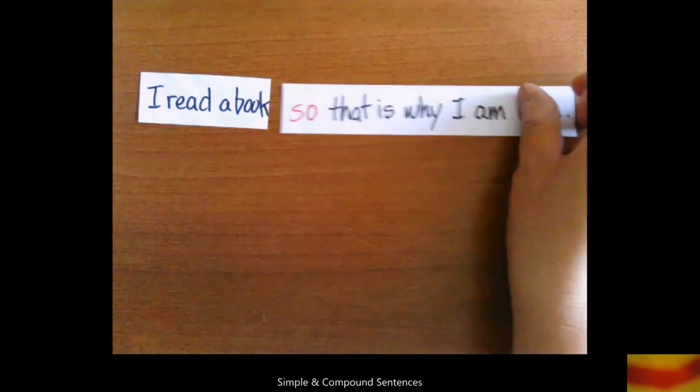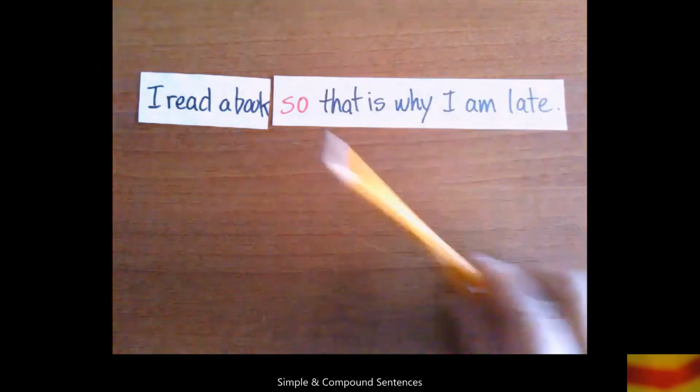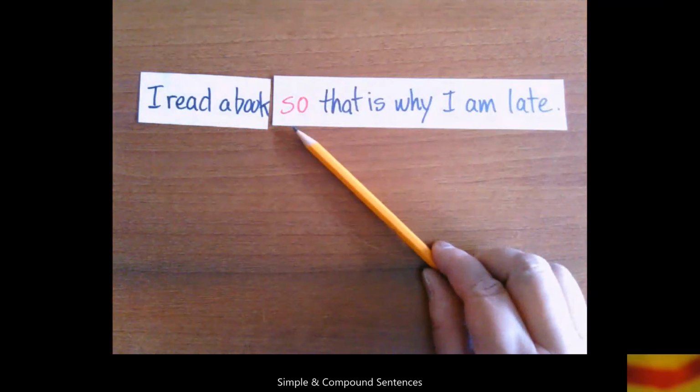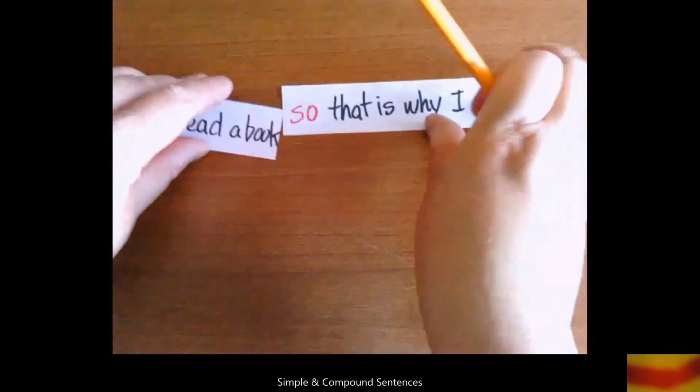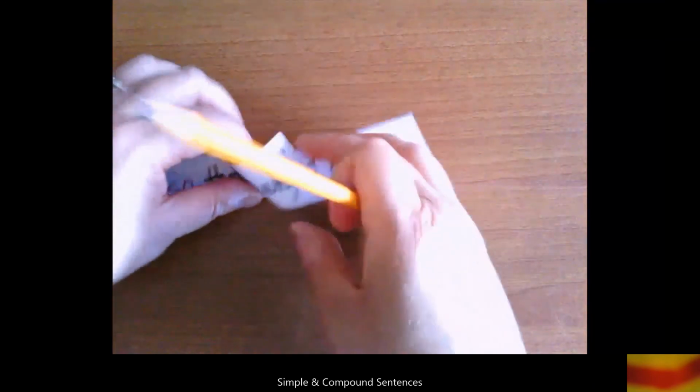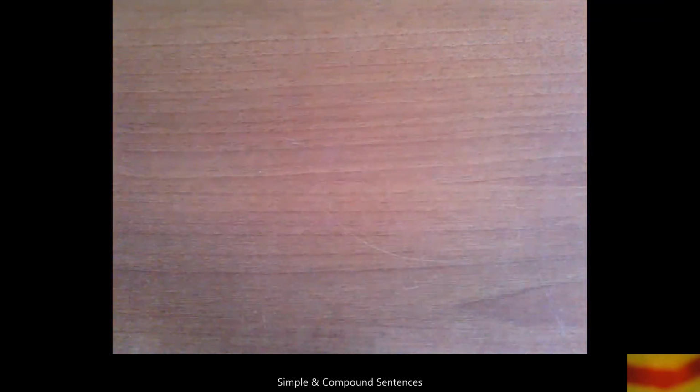Here's a simple sentence. I read a book, so that is why I'm late. In this compound sentence, so means for this reason. Here's another way to say it. I read a book. For this reason, that is why I am late. And that is how you create compound sentences. Two simple sentences connected with a conjunction.